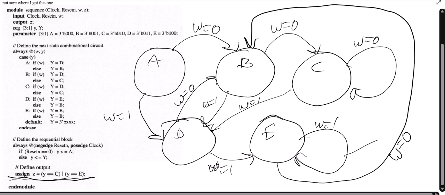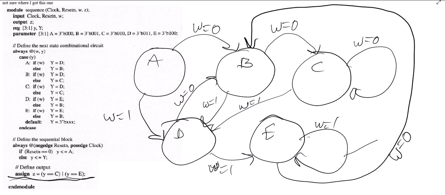Then the next always block says that, and we have our default. We have to have the default, and the default needs to be a 3-bit binary number. Here it's given to be a don't care. You could say, no, the default is A, because if I get an unexpected value, I want it always to go to A. But here it's just a don't care.